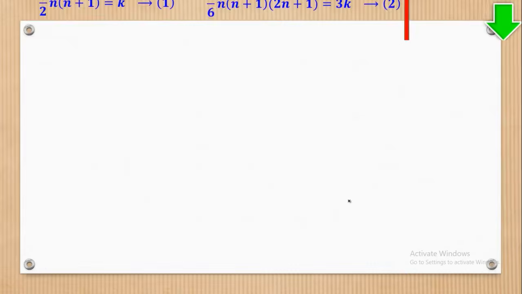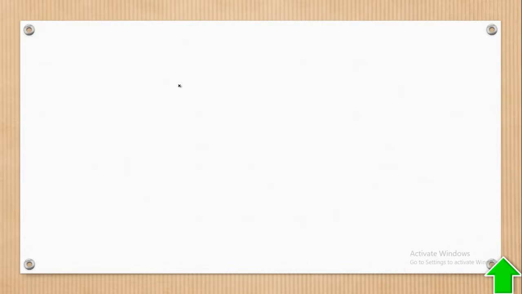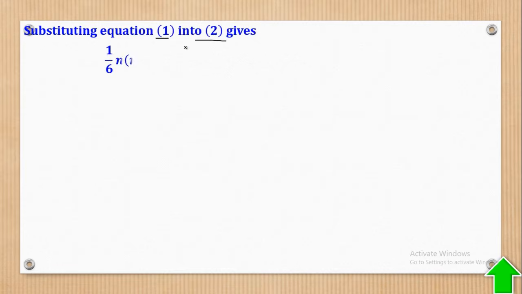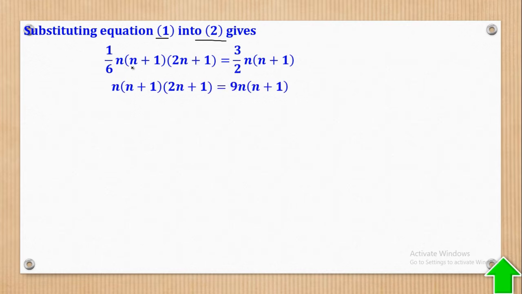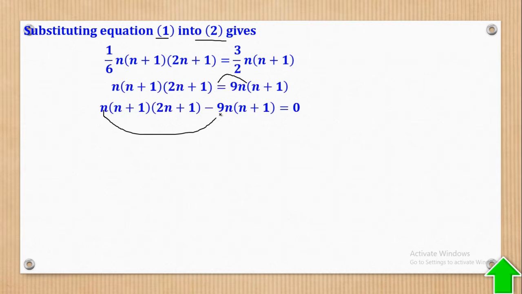So now we shall solve. Those are two equations and two unknowns. We have to solve them simultaneously. What I'm going to do is substitute 1 into 2 to come up with that. Therefore now I have only one unknown. I have to simplify and get that value. So I'll bring this one this side to come up with this. Then you realize that there's a common factor. n is common and n plus 1 is common. So I'm going to factorize them outside to remain with 2n plus 1 here and 9 here.